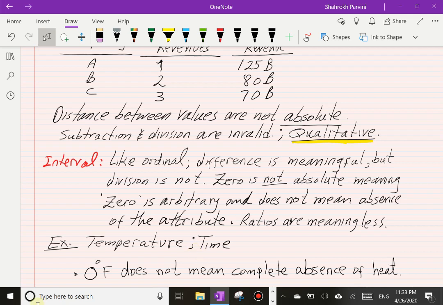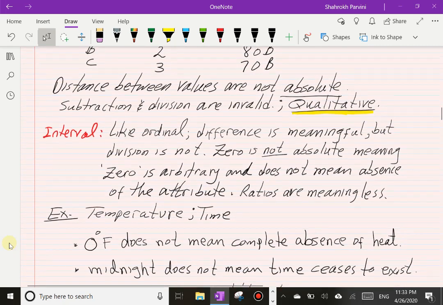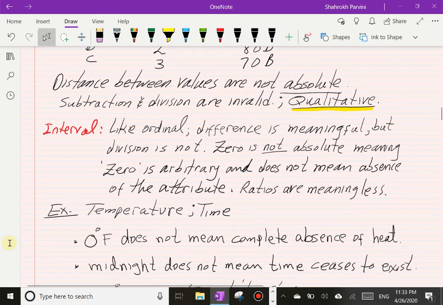Think about time also. My next example here I have temperature and time, the two classic examples of these. Now, when it comes to time, there you go. Let's say midnight. Suppose we run on a 24-hour day, right? So at the end of 24 hours, when midnight strikes, it doesn't mean time ceases to exist. So that 0 is more of an arbitrary reference point in our metrics. So that makes this variable interval.